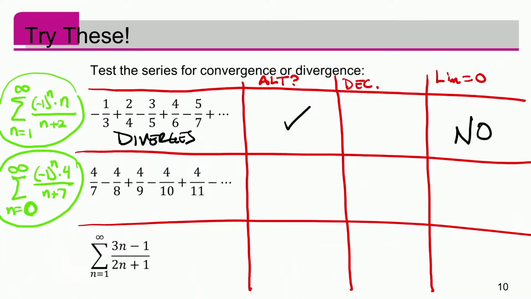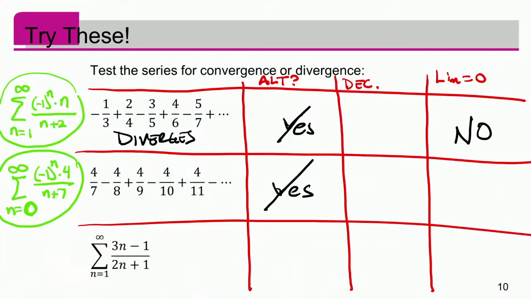Does this one alternate? Plus, minus, right? So this one does alternate. I should make that a yes. Okay, that looks really strange. Okay, well, anyway, check mark. Yes, however you want to say it.